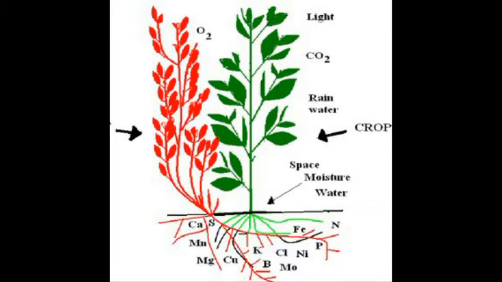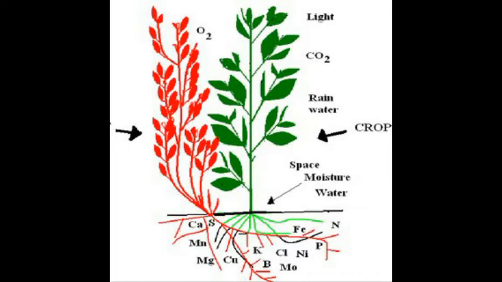So the weed plant is not allowing the crop plant to grow properly, and they are sharing the nutrients. Not only nutrients, they are sharing the space, sunlight, and water. So the crop plant cannot grow properly and it will not give the expected yield. So farmers will not get the proper yield from the field.